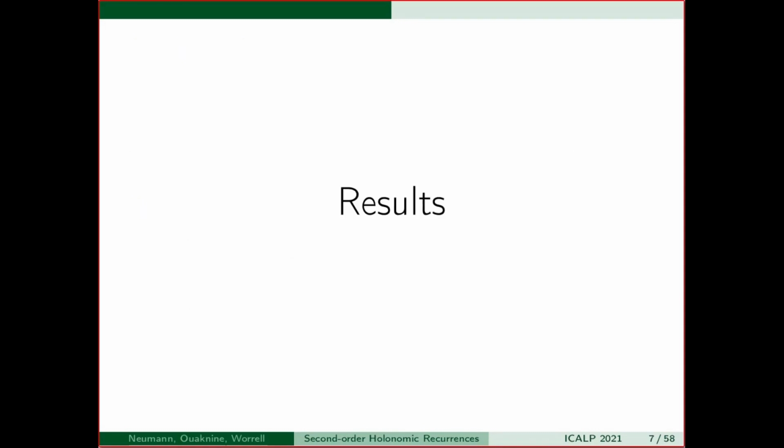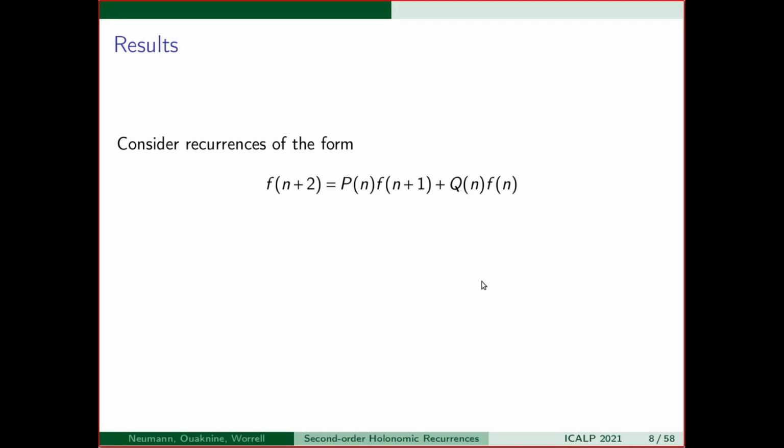So in our work, we're approaching the problem more from a theoretical computer science perspective, trying to identify decidable instances of the positivity problem. So we consider a very simple class of holonomic recurrences. Recurrences of the form f of n plus 2 is equal to p of n times f of n plus 1 plus q of n times f of n, where p and q are integer polynomials, non-constant, the degree of q smaller than or equal to the degree of p. This is arguably the simplest class for which the positivity problem is not completely trivial.